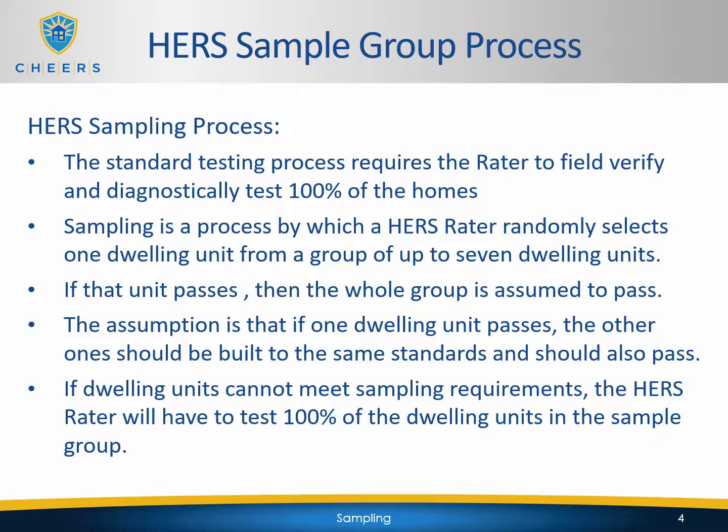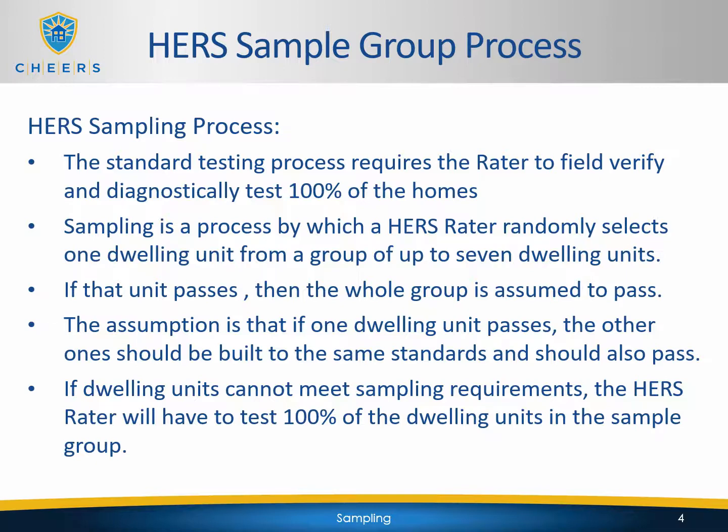So the assumption is that if one dwelling unit passes, the other one should be built to the same standards and should also pass. Because remember, the installing contractor is testing 100% of the homes. So they've already tested them and documented that they passed the test. So if you just randomly pick one of those and you test it and it passes, then that should be a good indicator that the rest of the homes in that group are in a passing state as well.